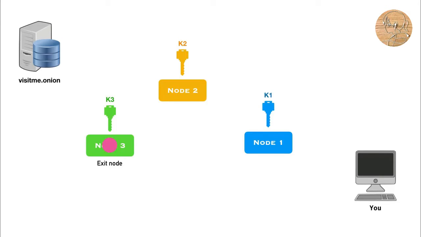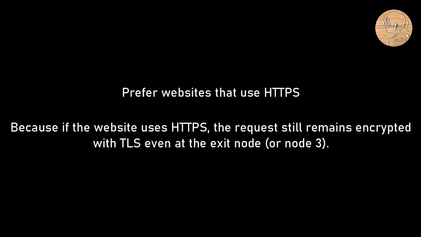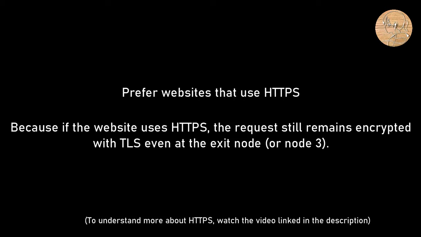Then node 2 decrypts one layer and sends the request to node 3. Now node 3 can use its key to decrypt the final layer of this request. And now node 3 has the request without any layer of encryption. So node 3 can read your request. It also knows where this request is actually being headed to. However, this problem can be avoided if the website you're visiting uses HTTPS. Because if the website is using HTTPS, even after node 3 decrypts the final layer of encryption, the request is still encrypted with TLS. So it can only be decrypted at the web server.